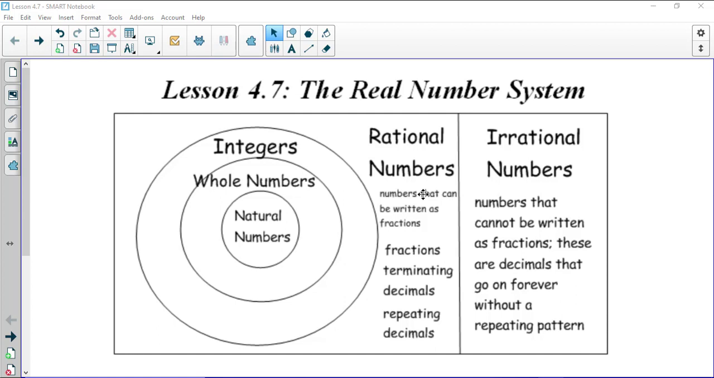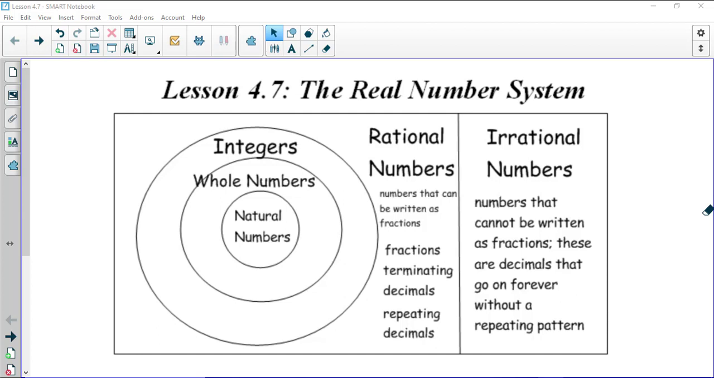But we divide our numbers into rational numbers and irrational numbers. Rational numbers are numbers that can be written as fractions, hence the ratio at the beginning of that word. So any number that can be written as a fraction is a rational number. This includes fractions themselves, mixed numbers of course. It includes terminating decimals, which are decimals that end at some point, and also repeating decimals, which are decimals that go on forever but have a repeating pattern to them.